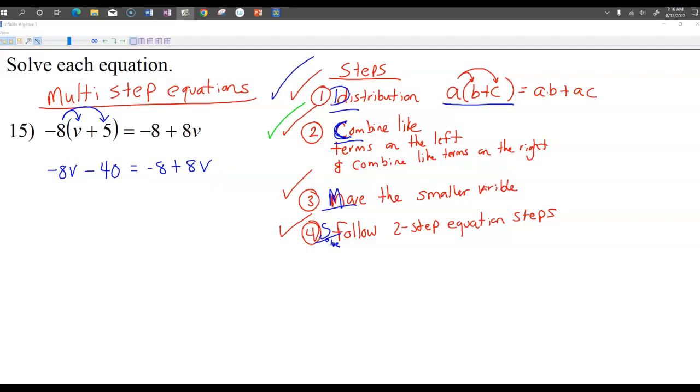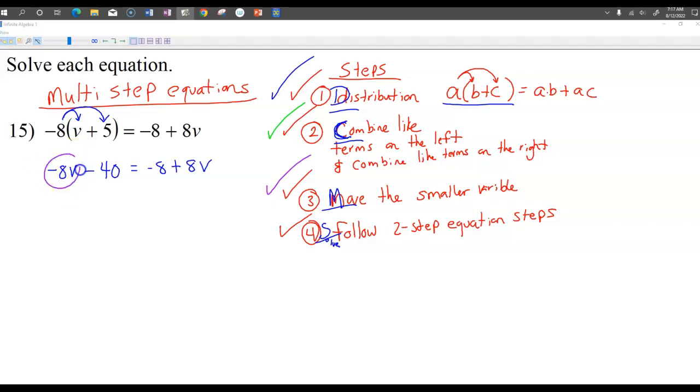All right, next step is to move the smaller x. On this step, now we will start putting the things on opposite sides together. Or I said move the smaller variable. Now, which one of these variables is smaller? Negative 8v or positive 8v? Well, negative numbers are smaller than positives. So I'm going to get rid of the negative 8.